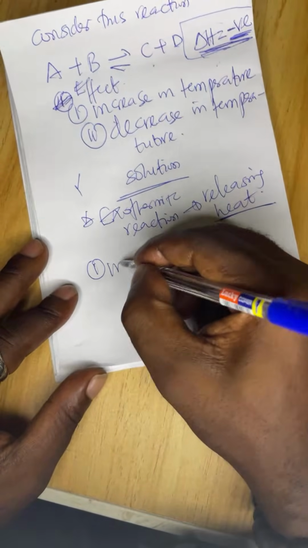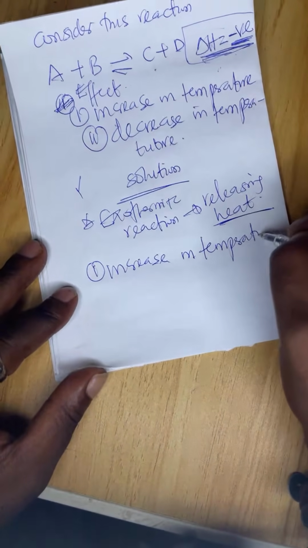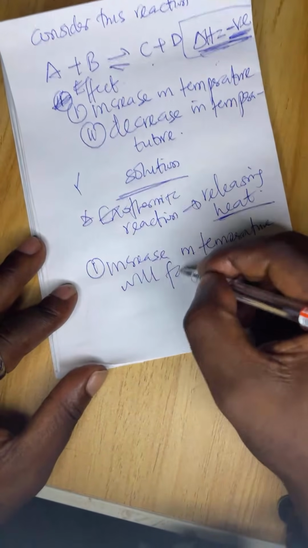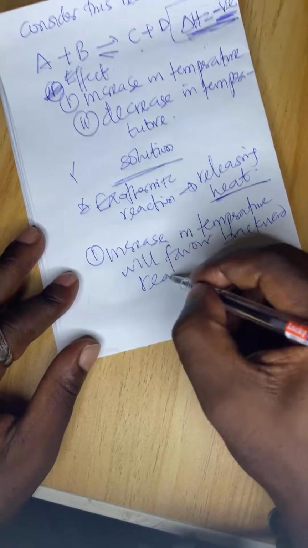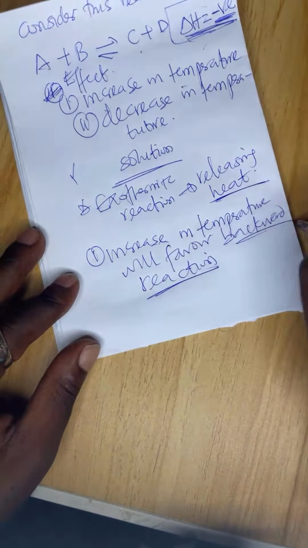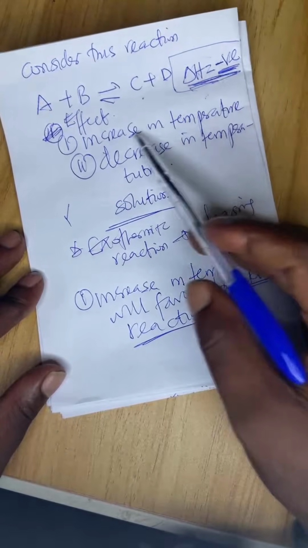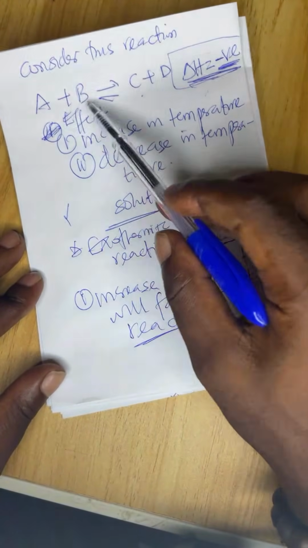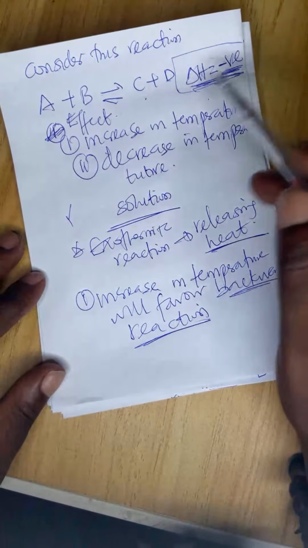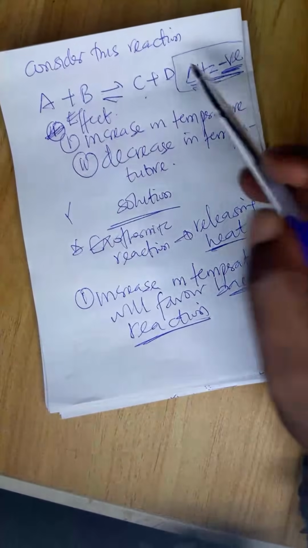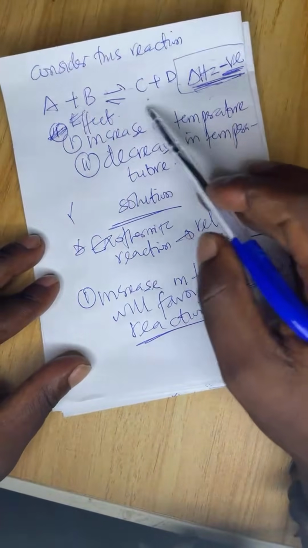So number 1, increase in temperature, because the reaction is already releasing heat, will favor backward reaction. It will not allow you to move forward. It will favor backward reaction because the forward reaction is already releasing heat. So the only way you can favor is to favor backward, because by default, if the forward reaction is exothermic, the backward reaction will be endothermic. That's the meaning. Don't think it too much. Once the forward reaction like this is exothermic, the backward is endothermic. If the forward is endothermic, the backward is exothermic.